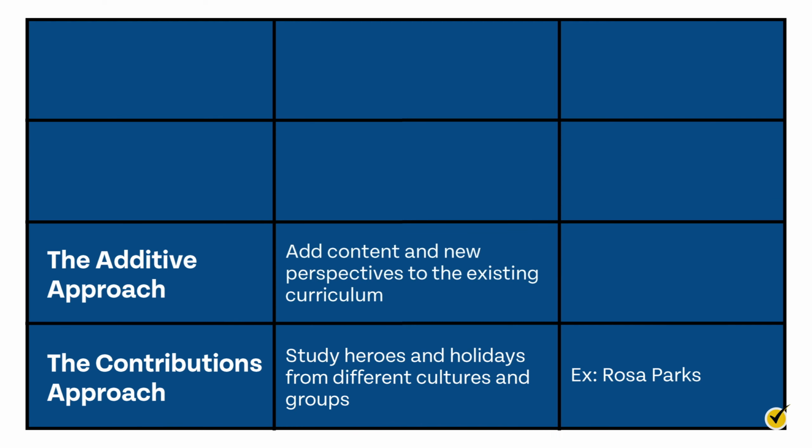In this approach, additional content and perspectives are added to the existing curriculum, still without changing its basic structure. For example, when students are completing a social studies unit on explorers, they may read about Columbus's interactions with indigenous peoples. Or an English teacher may incorporate works from diverse authors during a unit on poetry.